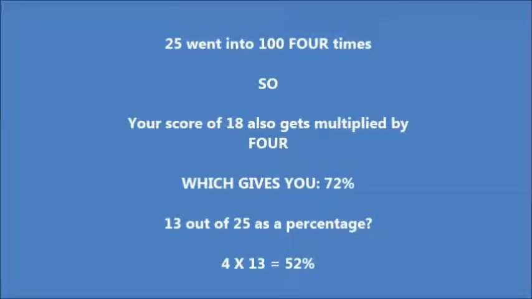Well, 25 went into 100 4 times, so your score of 18 also gets multiplied by 4, which gives you 72%. What about 13 out of 25 as a percentage? Well, 4 times 13 equals 52%. Okay? So that's a case of multiplying the numerator by 4.